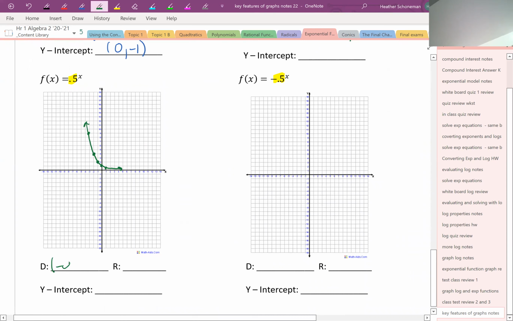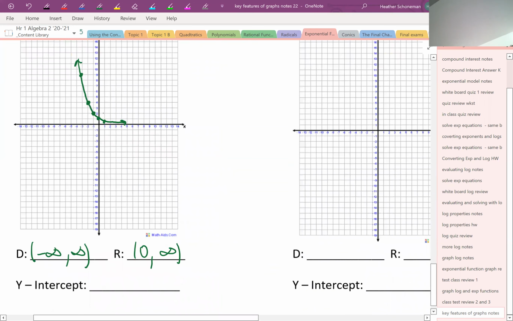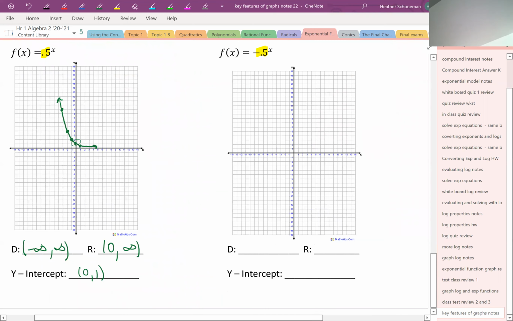So the domain on all of this is -infinity to infinity. The range, we go from the bottom up, so it starts at 0. So it goes from 0 to infinity. And this one crosses the y axis at the point 0, 1. Now, over the coming days, we're going to look at some other ones of these and we're going to shift it up and down, and then that's going to change. But today, as we learn the basic ones, we're going to keep it pretty straightforward.